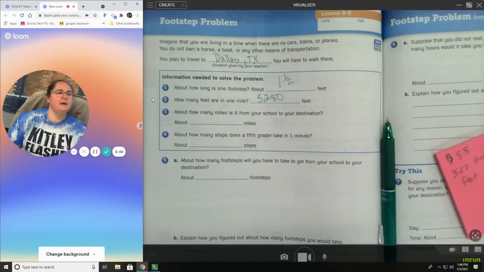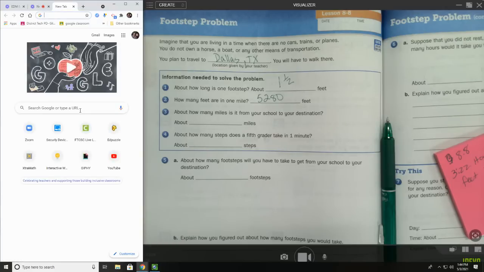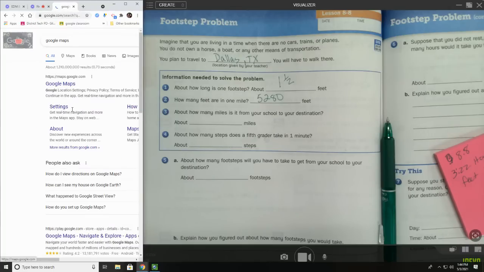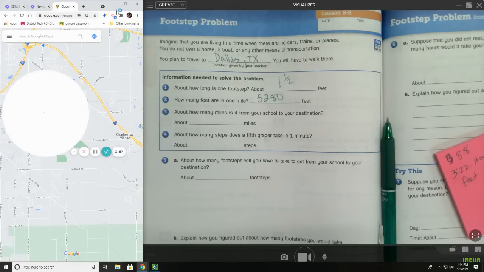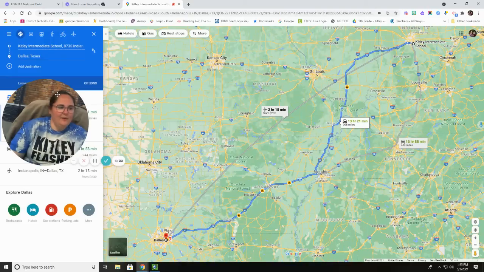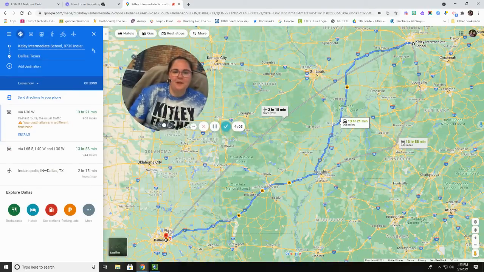All right, let's Google it. This time you can. All right. Let's go to Google Maps. All right, let's see. All right, here we go. On Google Maps, from Indianapolis all the way to Dallas, Texas. If you fly, it tells you it's about 2 hours, 15 minutes, which is awesome. But if you were to drive right now, it's about 13 hours, 13 and a half, almost 14 hours.